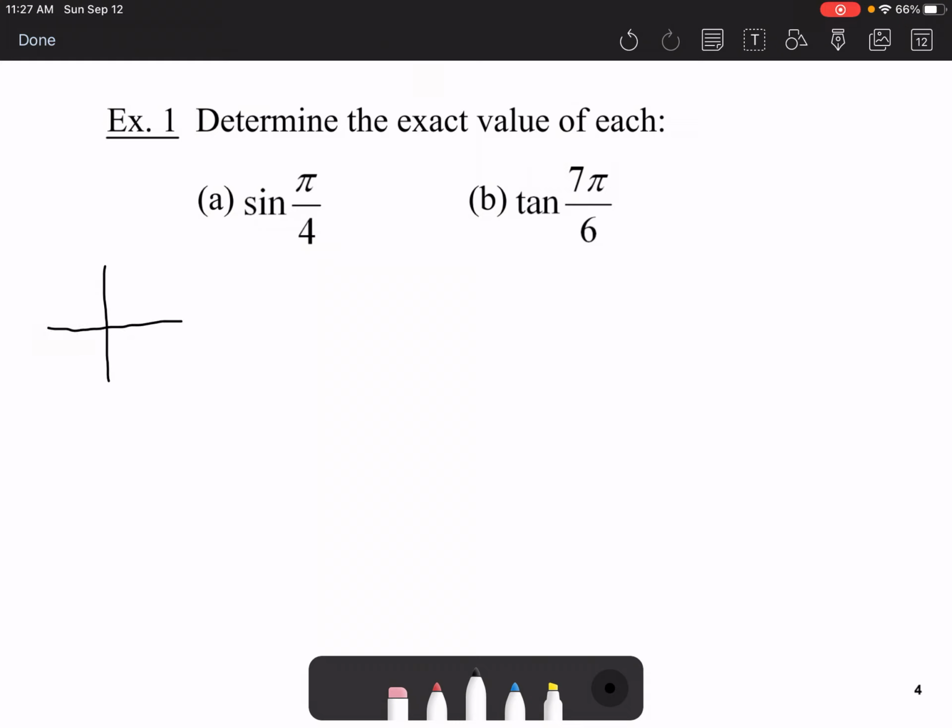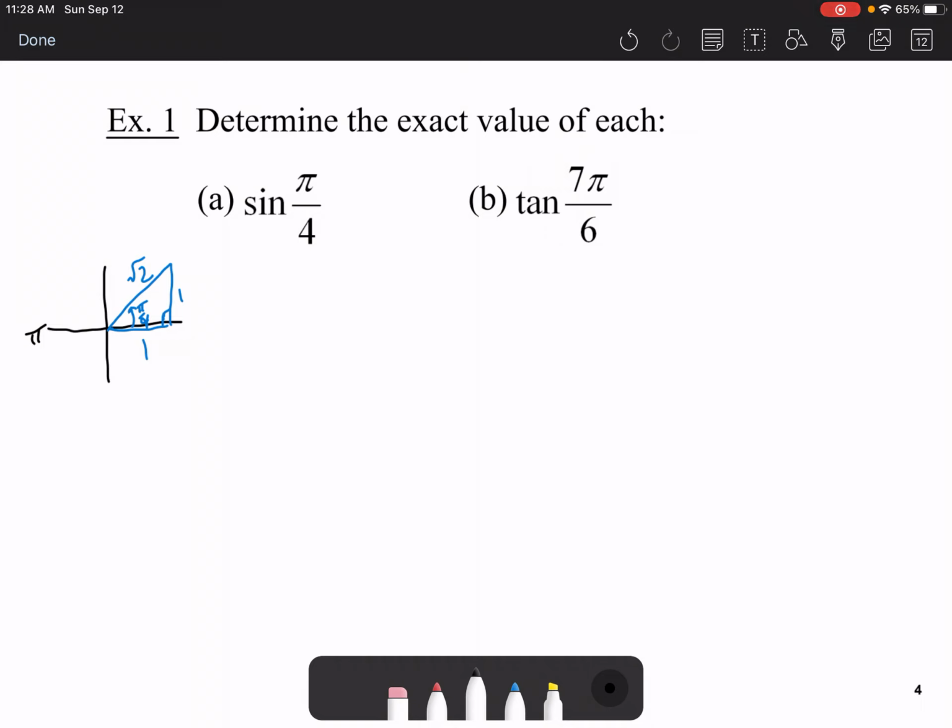Remember, pi is over here, so pi over 4, a quarter of pi if you wish, is just here. This little angle right here is pi over 4. Well, what we can do is draw a right angle triangle with this, and that right angle triangle matches this special triangle. Because of this, I can actually work out the exact value of this.